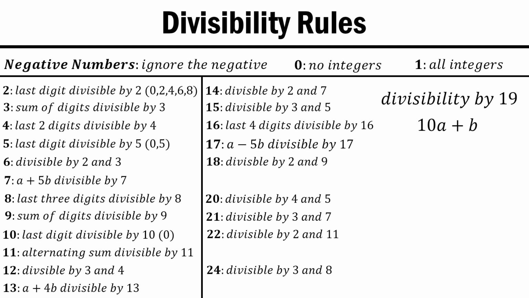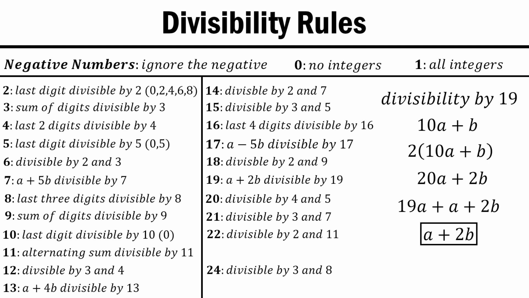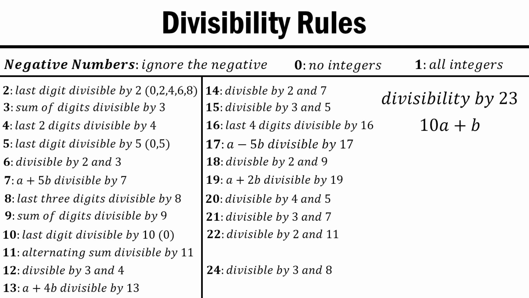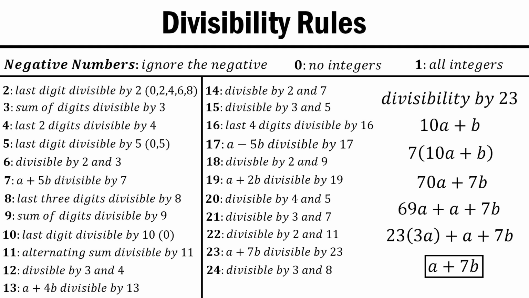For 19, we multiply 10a plus b by 2 to get 20a plus 2b. By now you can probably see where I'm going with this. We split it into 19a plus a plus 2b, and obviously 19 divides 19a, so we only have to check a plus 2b. And for the last of our primes, for 23 we multiply 10a plus b by 7 to get 70a plus 7b, which we turn into 69a plus a plus 7b, which we can show leaves us with a plus 7b as our rule.